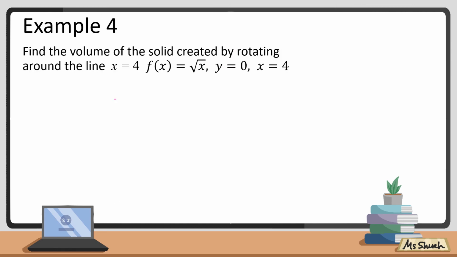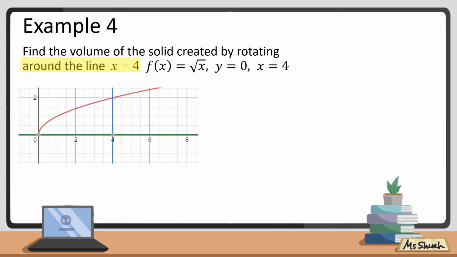Now let's do the same thing, but this time we're going to rotate our region around a vertical line, x equals 4. Now x equals 4 is parallel to the y-axis, which means our cross-sections are going to be perpendicular to our y-axis, which means we're going to integrate with respect to y. So we'll start by graphing the function, and again, we're going to identify the region. The region is between square root of x, y equals 0, and x equals 4. So this is our region.